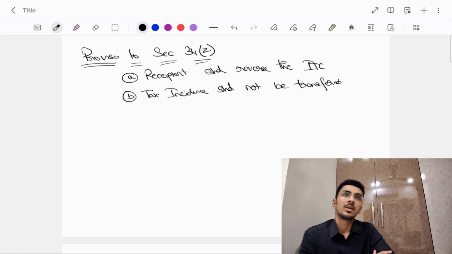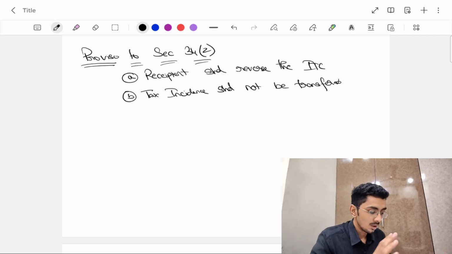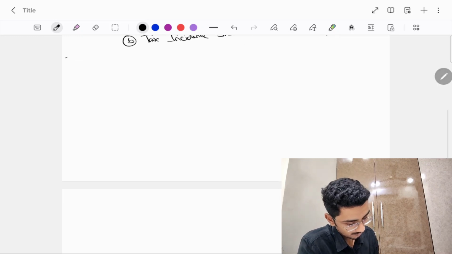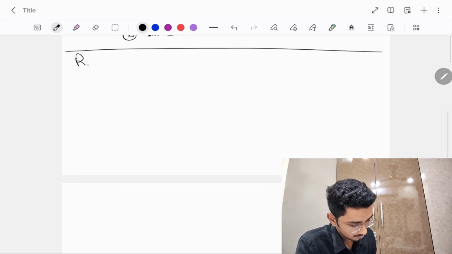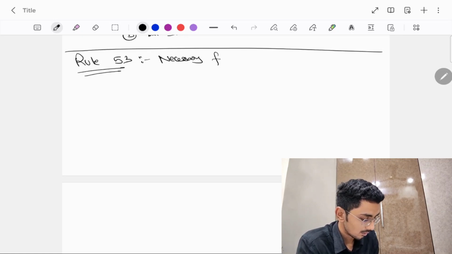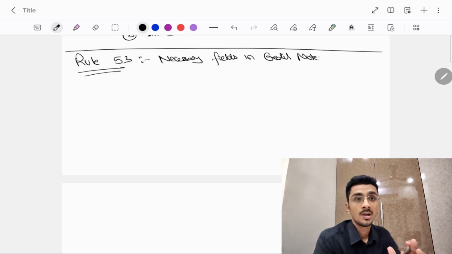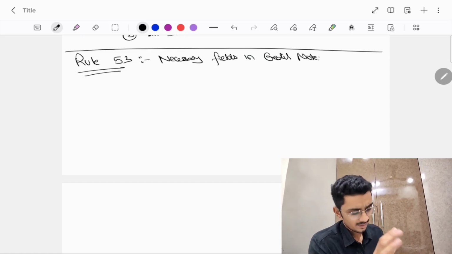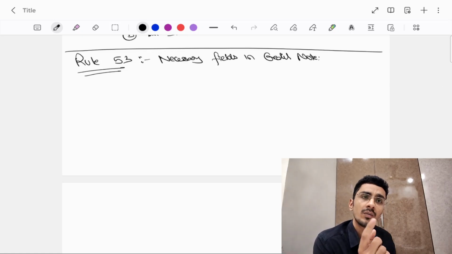Now, coming up to section 50 rule. Rule 53, it says that necessary fields in credit notes. Now we'll come back to this. Now we'll move further to one of the two components which might create a confusion.